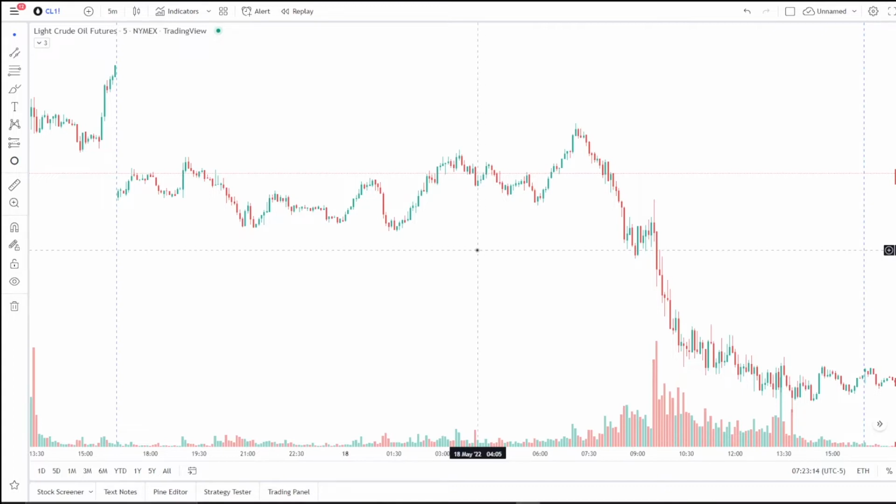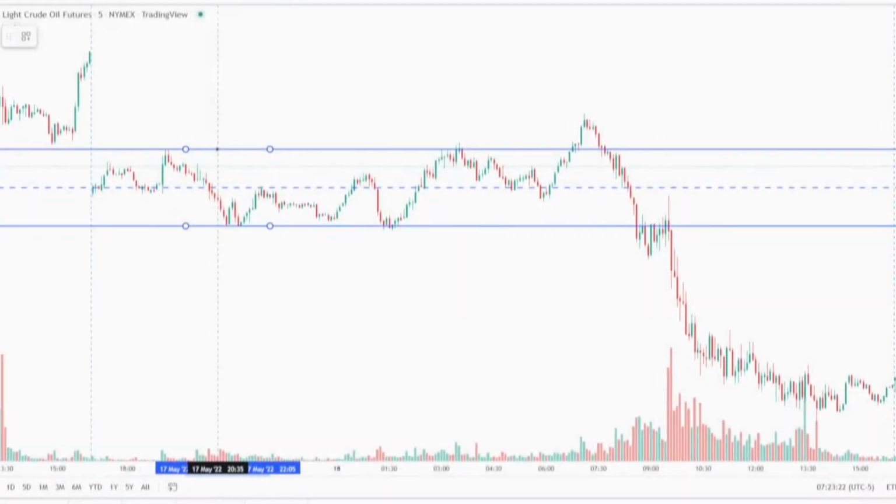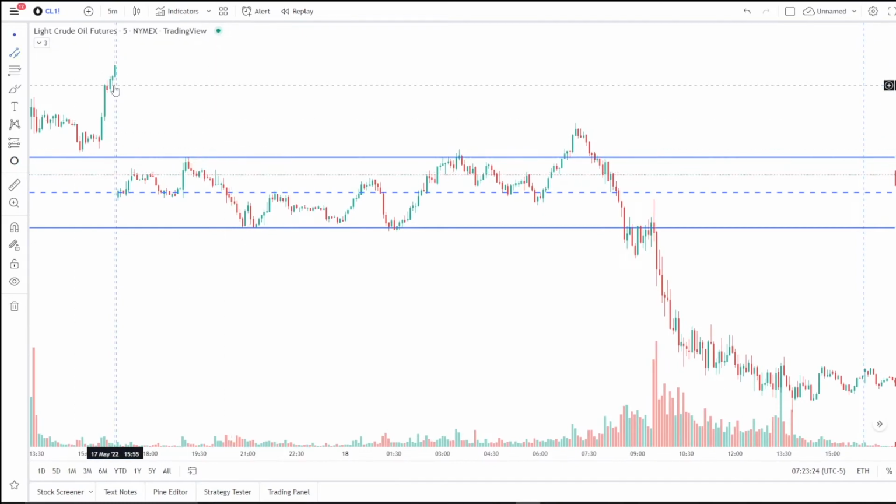But let's take a look first at the reversal trade. Now I'm using TradingView again like I do with most of the videos, and on TradingView we have the parallel channel that can be put up onto the chart. If you're using NinjaTrader or any other software, you can use a basic trend channel and then just calculate what 50% of that channel is and draw it in the middle as the dashed line like you see over here.